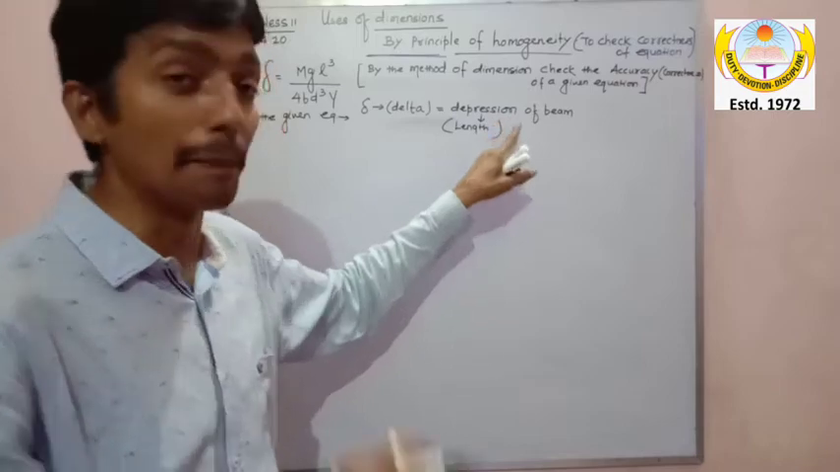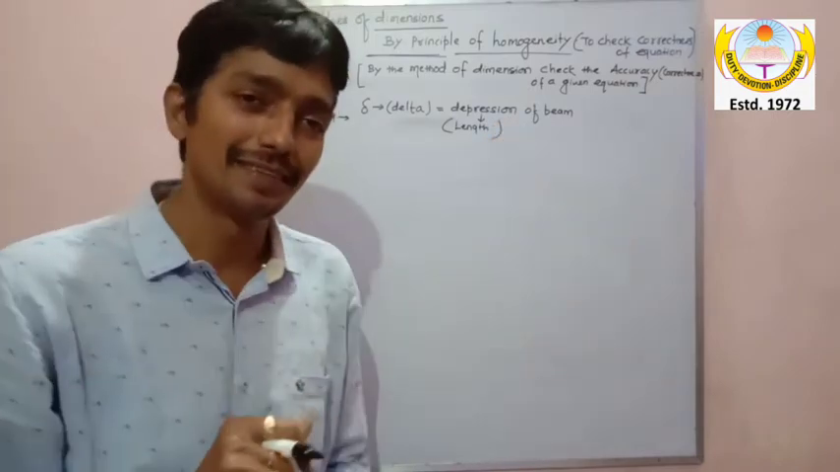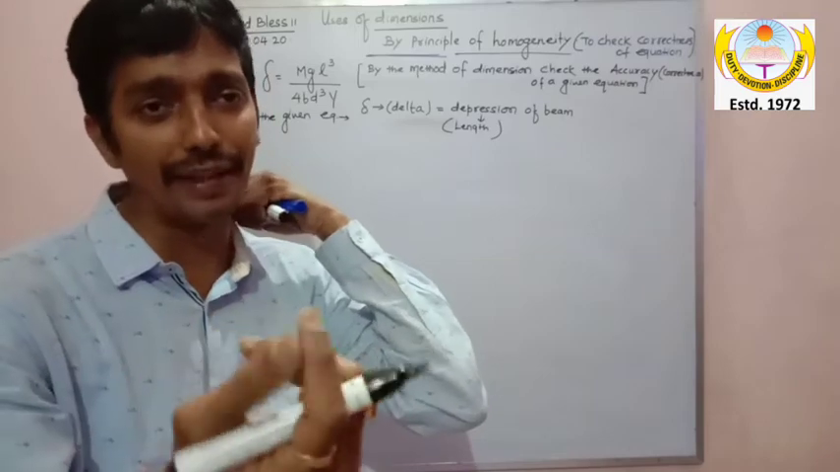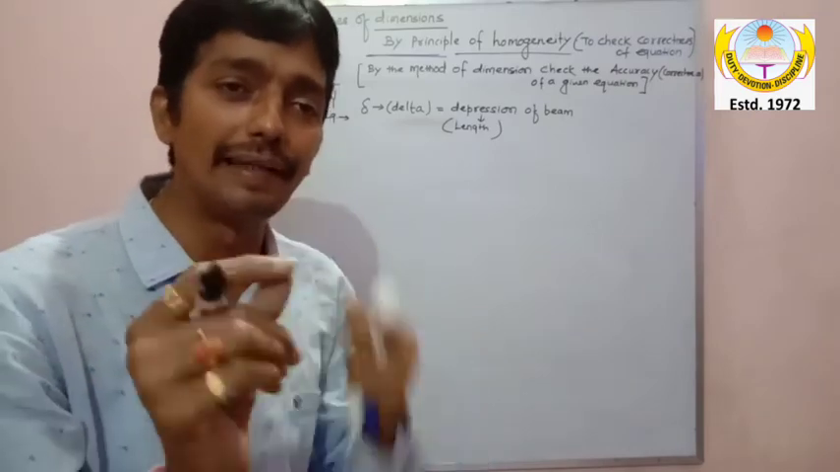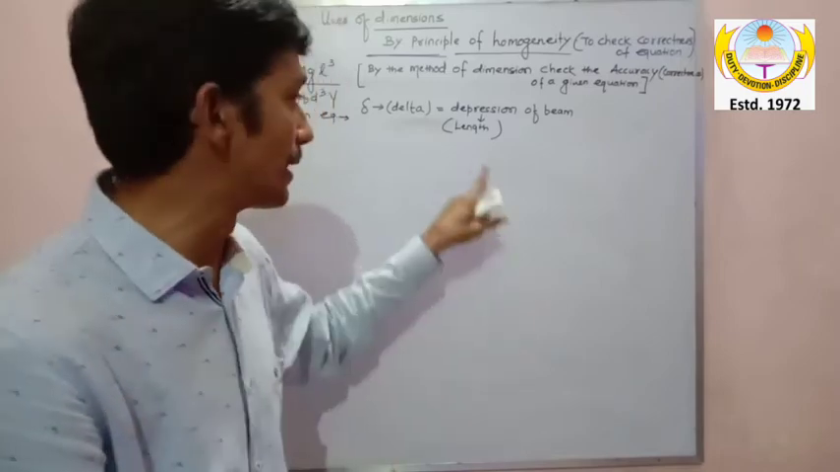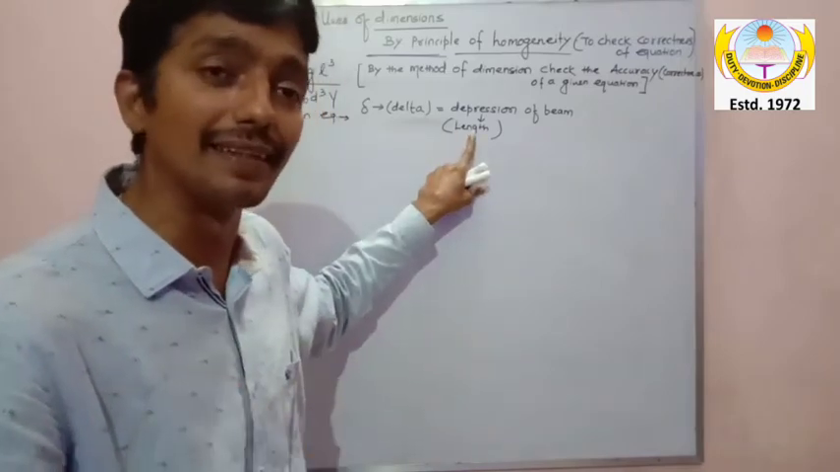Because I said depression of the beam, and I have given you an example also. Depression is measured in meters or centimeters, and meter is a unit for length, centimeter is a unit for length. So depression has the same dimension as length.